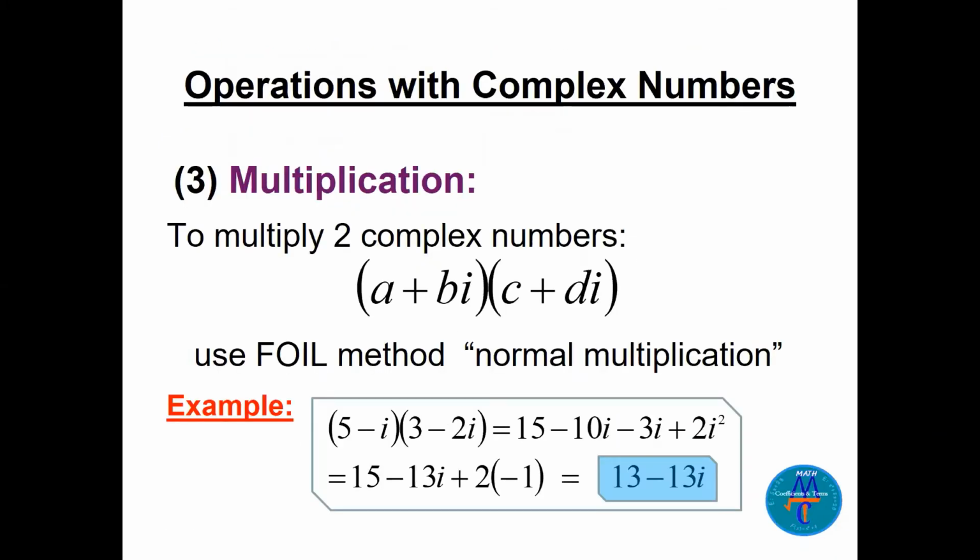Now let's multiply. We multiply using the FOIL method. So you didn't have to memorize any formula here. 5 minus I, 3 minus 2i. Just multiply. 5 times 3, 5 times minus 2i, minus I times 3, minus I times minus 2i. The only problem here, you know what the problem is, right? Only the signs. Look, minus I times minus 2i will be plus 2i squared. And we know I squared is minus 1, so that's minus 2. So 15 minus 2 will be 13 minus 13i.